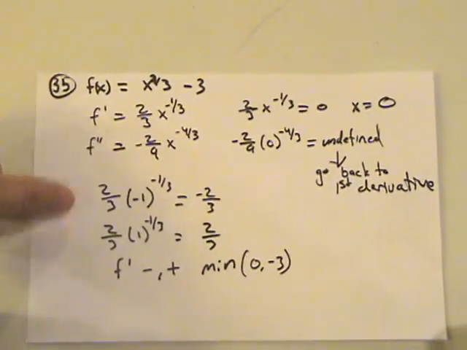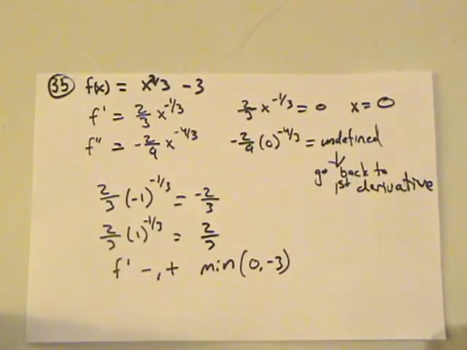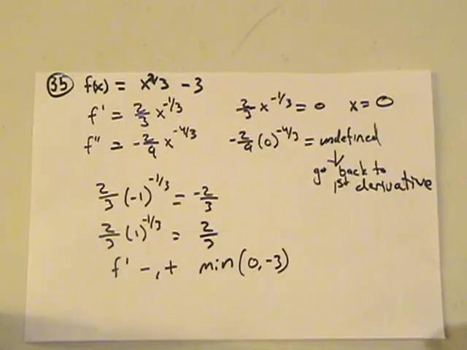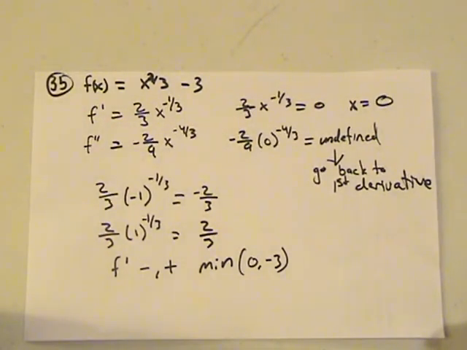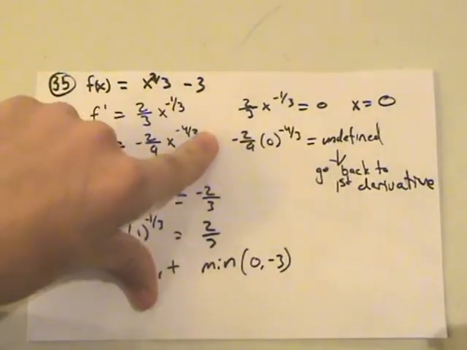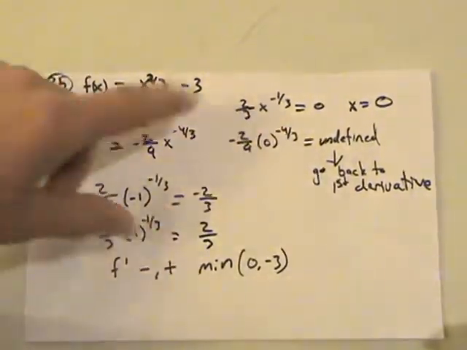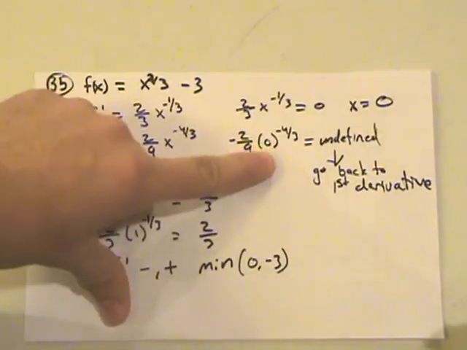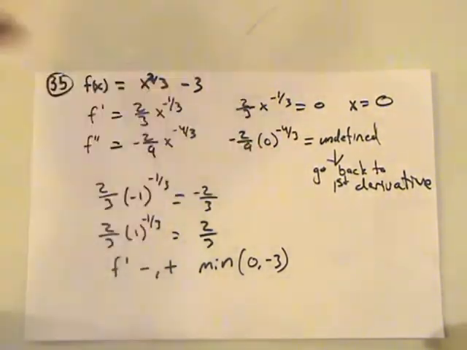35. So 35 is doing the exact same thing. So we're finding both the first and second derivative, and then we can find the critical points, and we find that the critical point is x equals 0 by taking the first derivative and setting it to 0. But when we put x equals 0 into the second derivative to evaluate the concavity, the shape, we get undefined. What does that mean? We don't know.